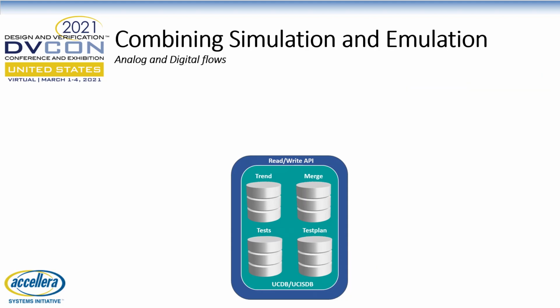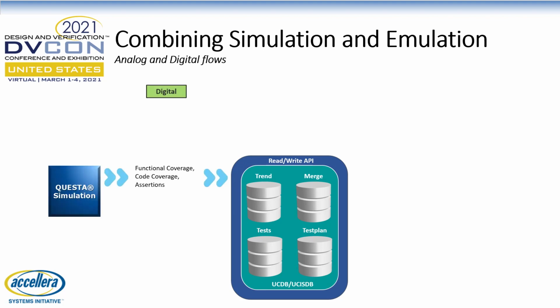Of course, if you're going to analyze data to look at trends and merge results from multiple tests and correlate those tests with your test plan, you have to collect the data in the first place. Obviously, the first place to get the data is from your simulator, which we hope is Questa. Questa can automatically dump functional coverage as well as code coverage and assertion coverage into the UCDB.